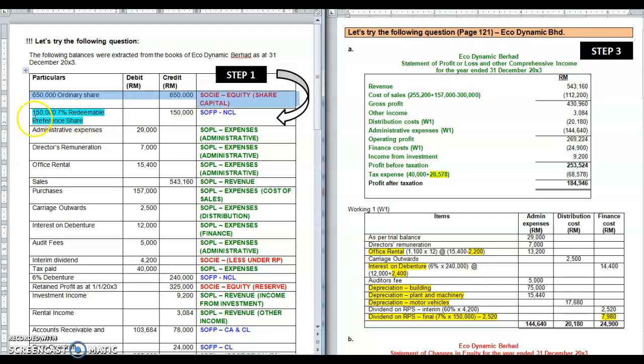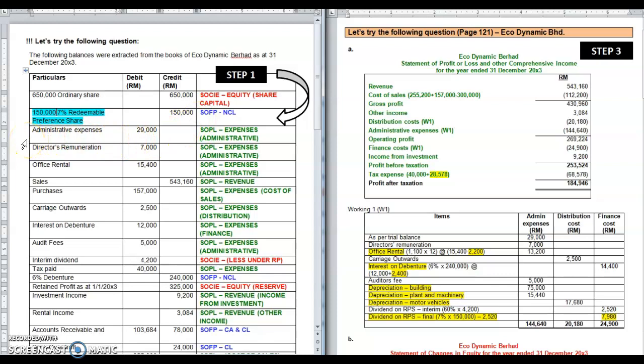Next, why do I highlight this item? Because as I mentioned to you, be careful. Even though the name is preference shares, in substance it is not a share capital. It is classified under liability, non-current liability. So RPS is a non-current liability, therefore it will be recorded under SOFPI, statement of financial position.